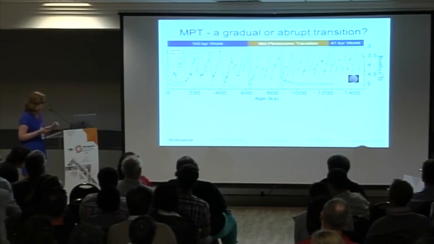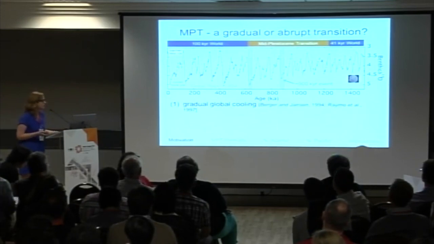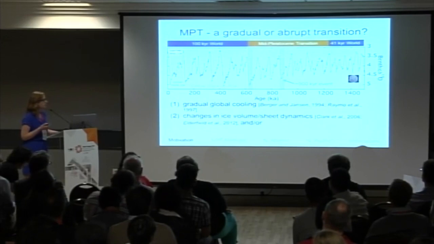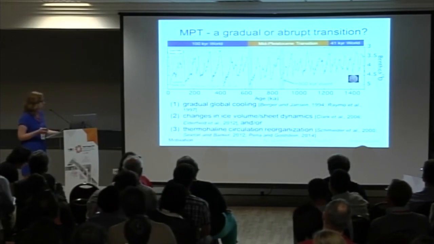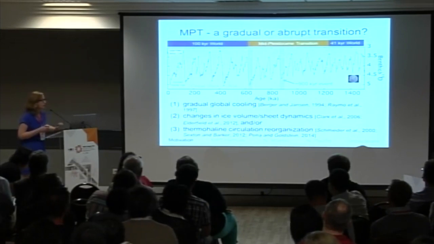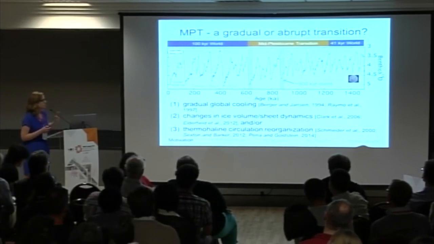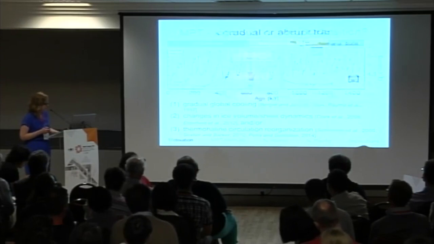The main ideas as to why this transition is happening are that you had gradual global cooling, which may or may not be related to CO2; there were changes in ice volume and/or ice sheet dynamics; and there are also possible changes in thermohaline circulation reorganization. This isn't a comprehensive list of ideas for the mechanism of the mid-Pleistocene transition, but these are the ones that I'm going to be talking about here.